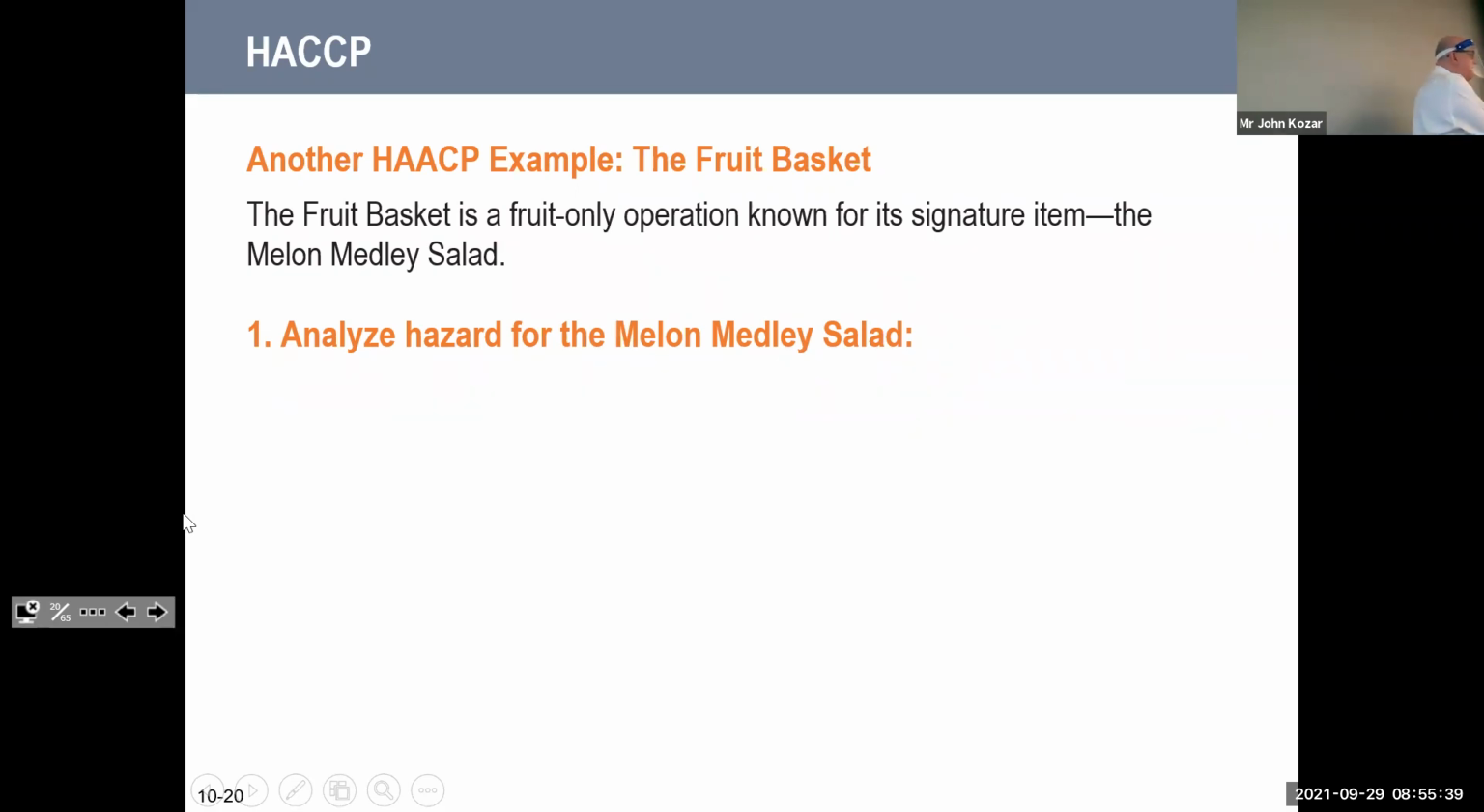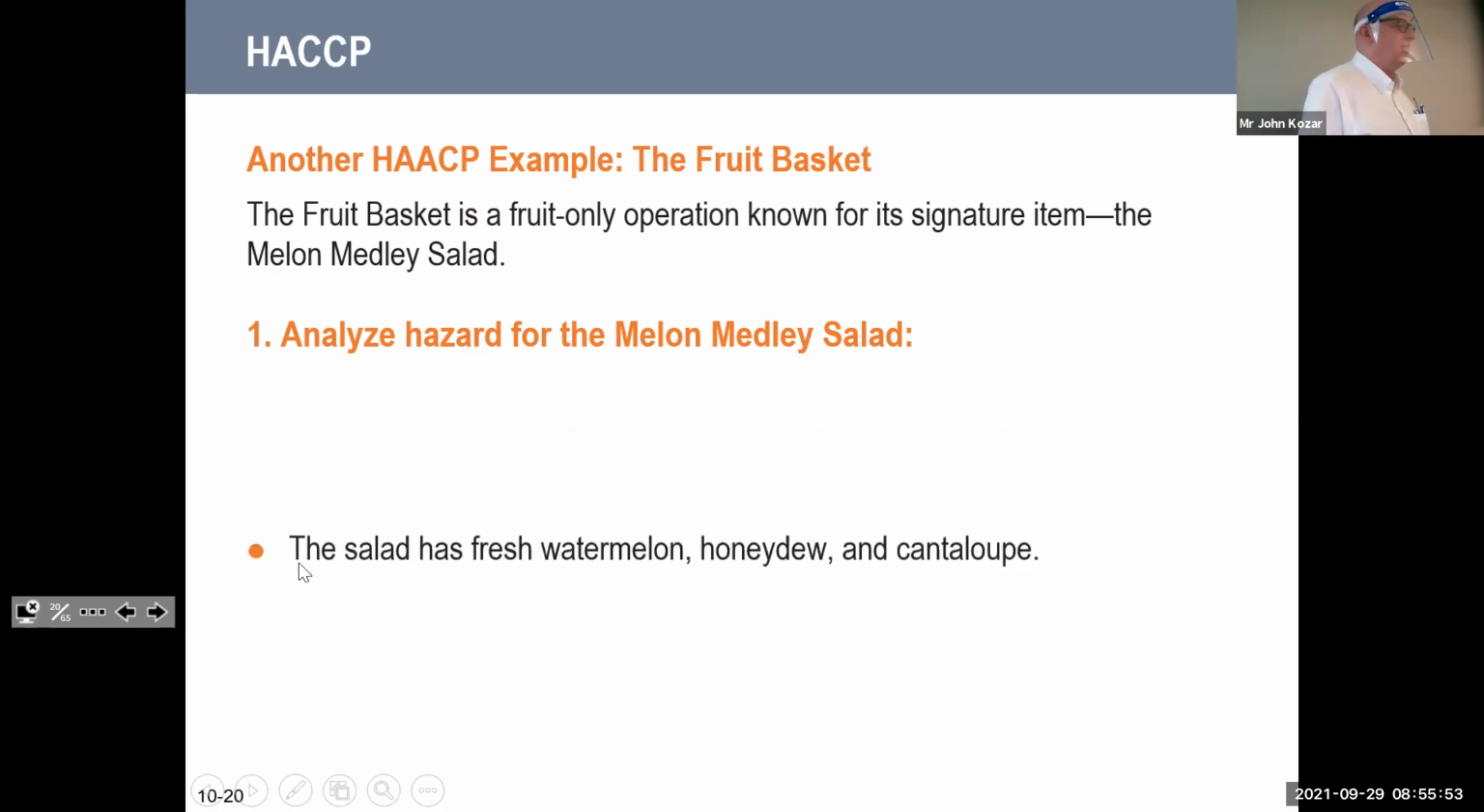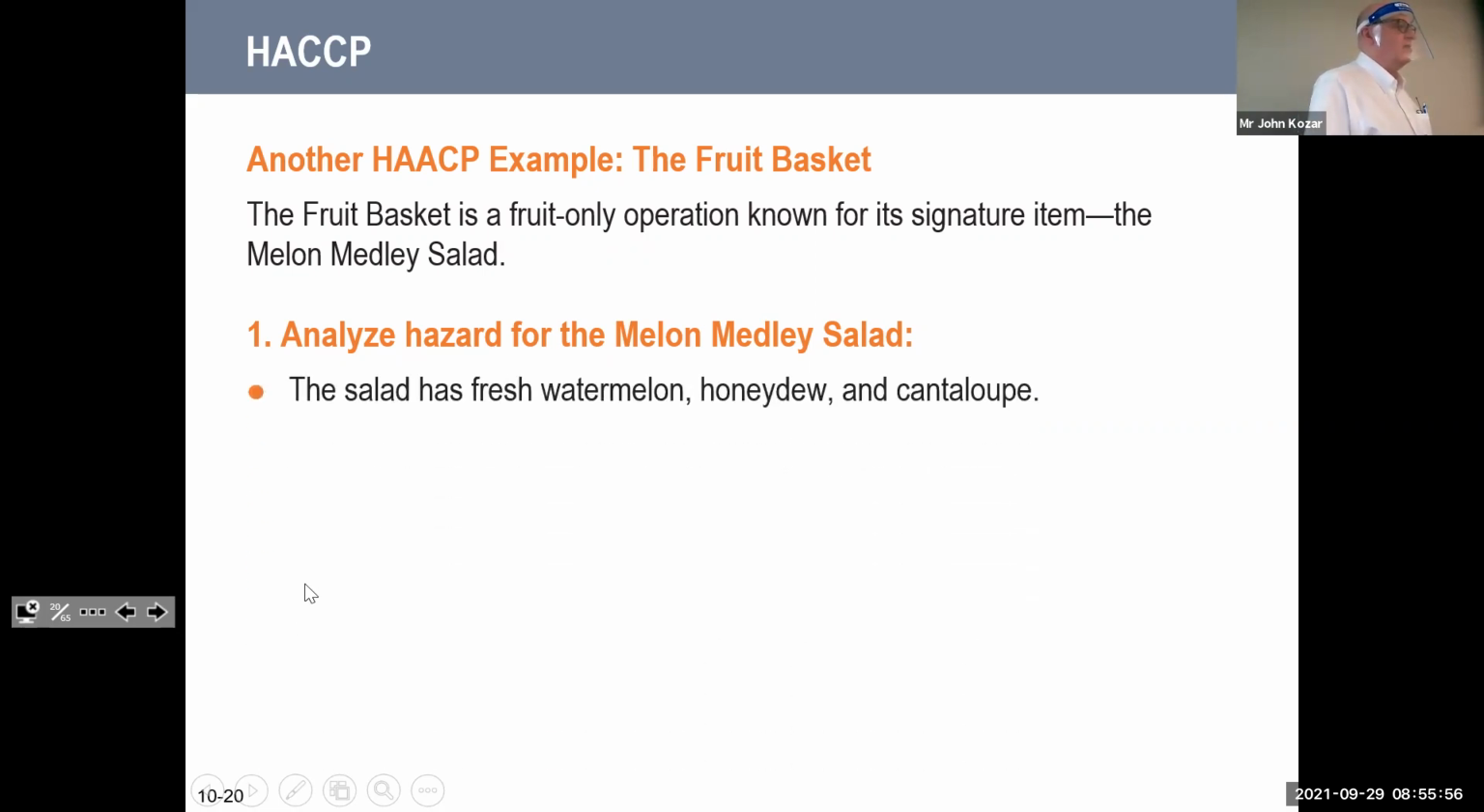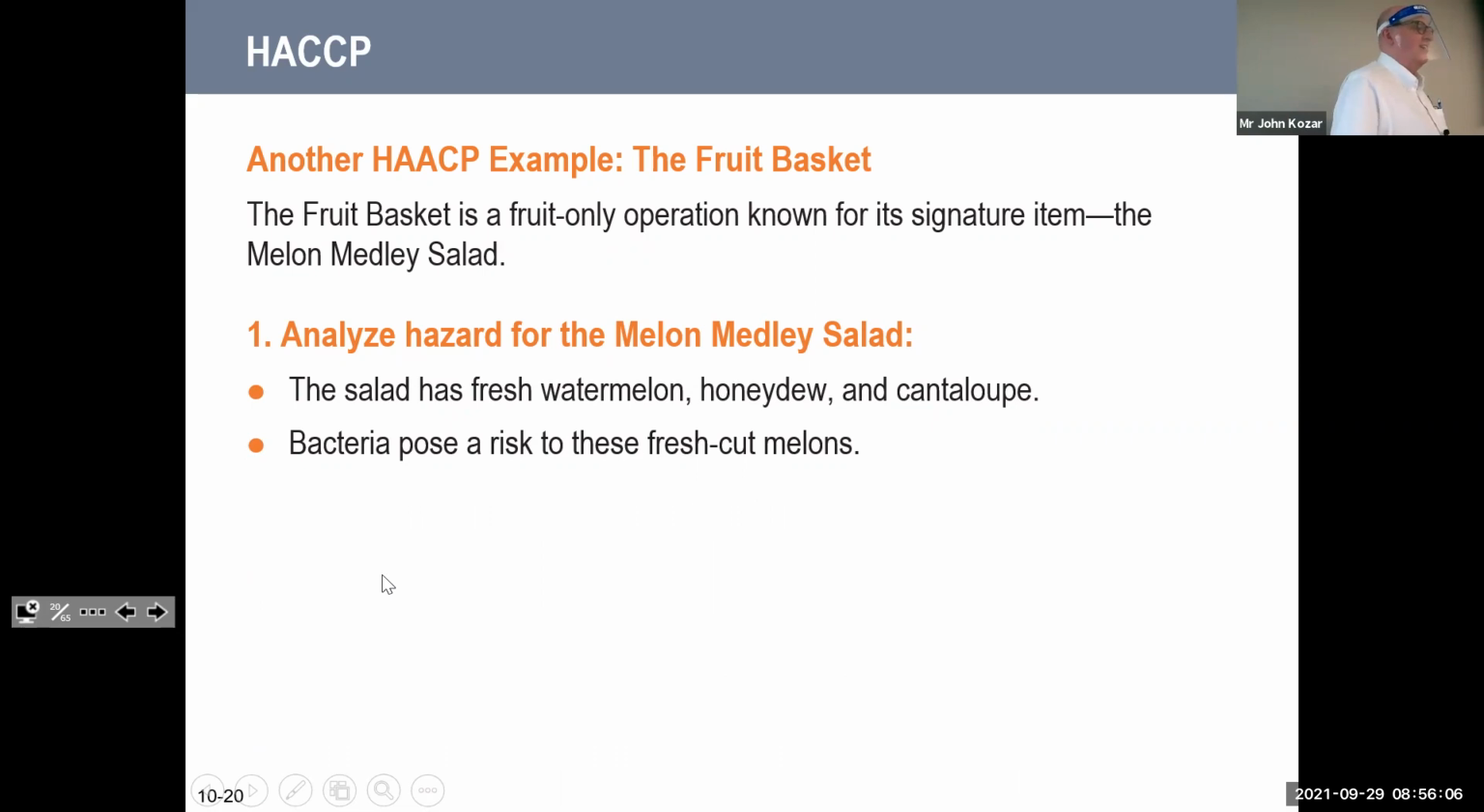Once it's cut open, the flesh is susceptible to bacteria from the surface of the melon. Okay, so this salad has fresh watermelon, honeydew, and cantaloupe. Bacteria pose a threat. There's bacteria on the surface of melons. So we know that's a threat.